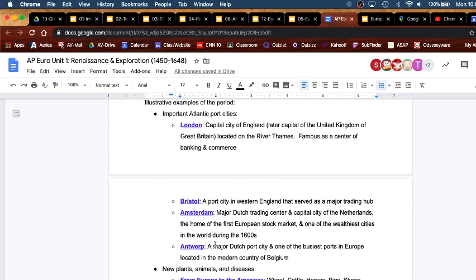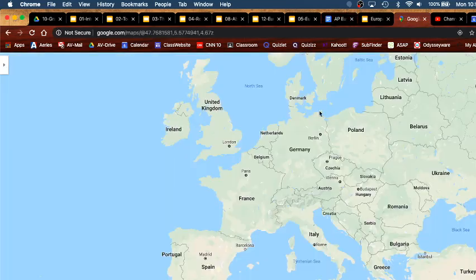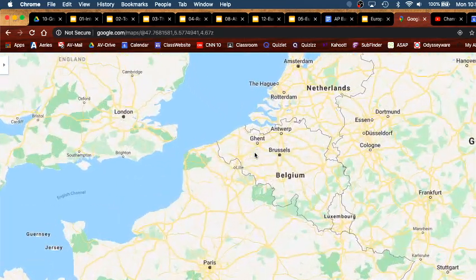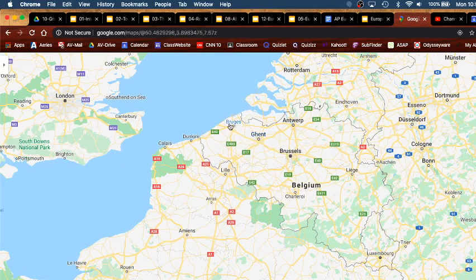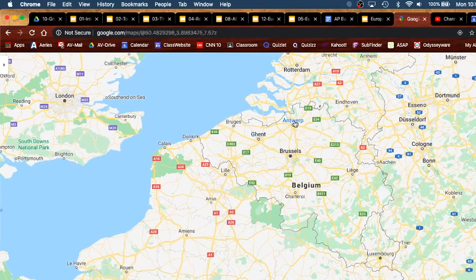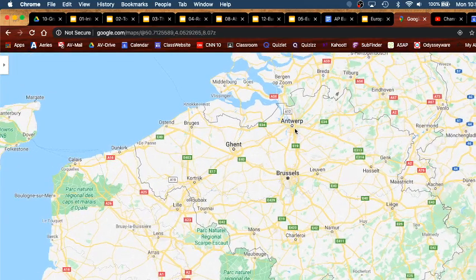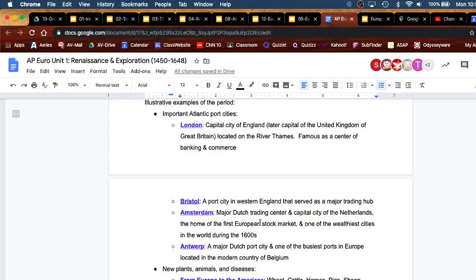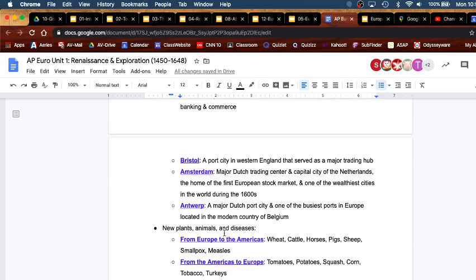There's another major city, Antwerp. I spent a week there when I was in college. I stayed with a Dutch guy, and he gave a friend of mine and me a tour of all the cities in Belgium, like Ghent and Bruges. He actually lived just outside of Antwerp, and it was another major Dutch trading hub. Today, you'd find it in the country of Belgium, but a major Dutch port city, one of the busiest ports in Europe still to this day, located in the modern country of Belgium.